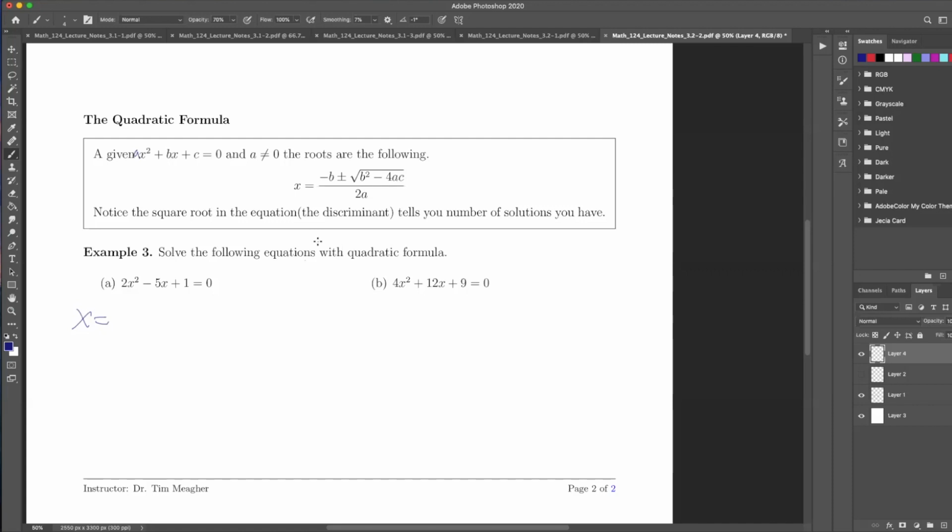But anyways, out of all the formulas to memorize in math, there's the Pythagorean theorem, a squared plus b squared equals c squared, and the quadratic formula.